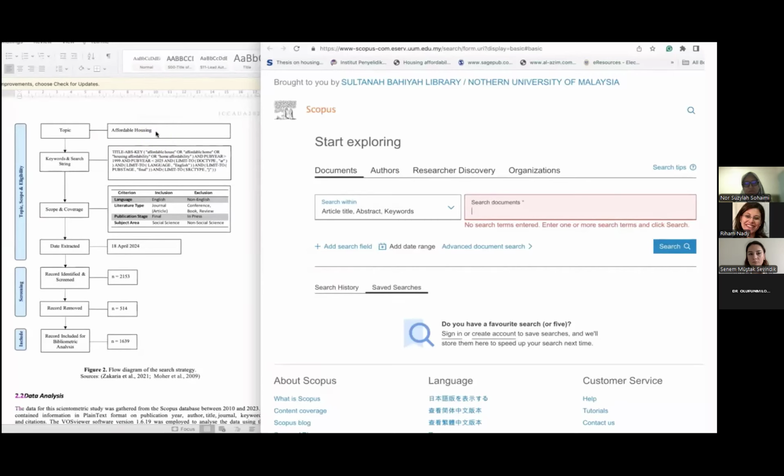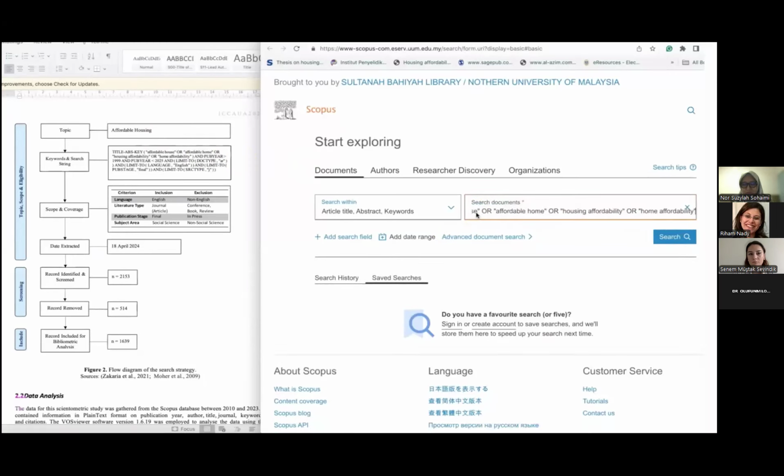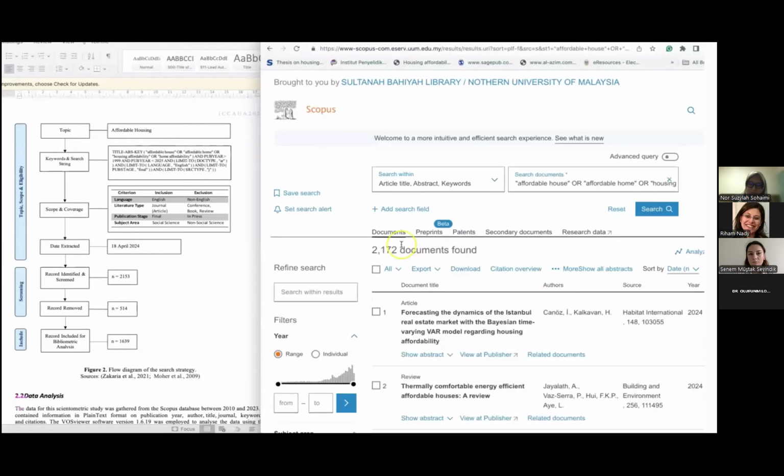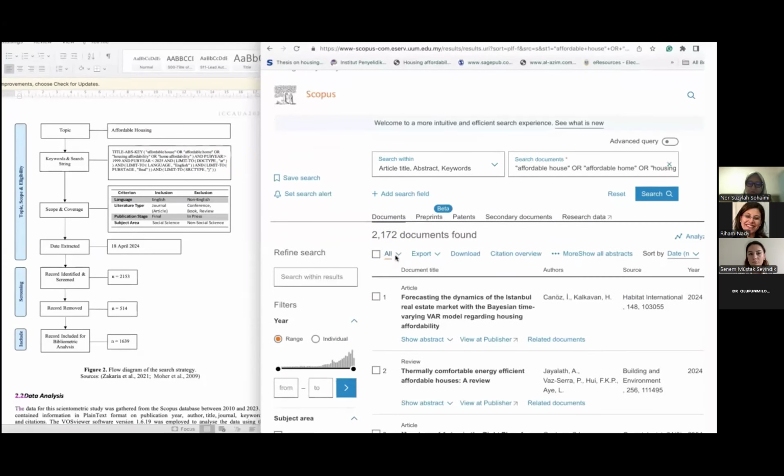We need to insert keywords and craft the search string to ensure comprehensive coverage. Our keywords included terms like affordable home, affordable house, housing affordability, and home affordability. This step was crucial for capturing relevant literature. Here we insert our keywords and start searching, and we found about 2,172 documents based on our keywords.